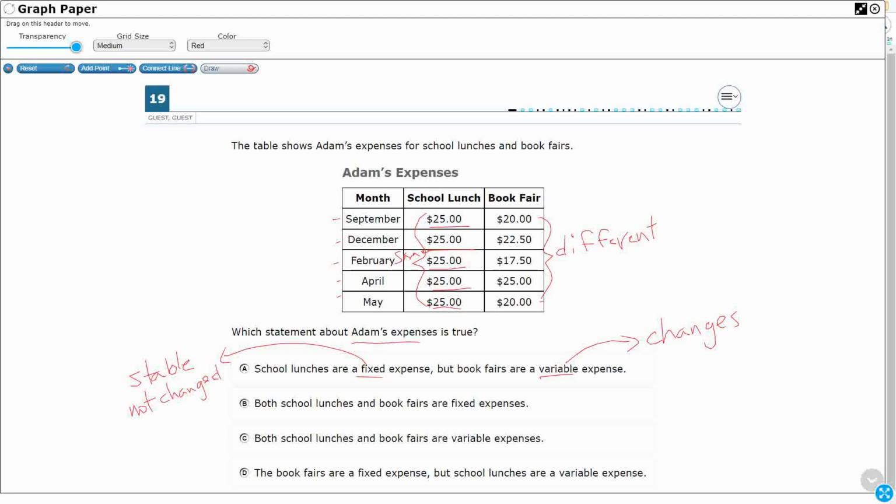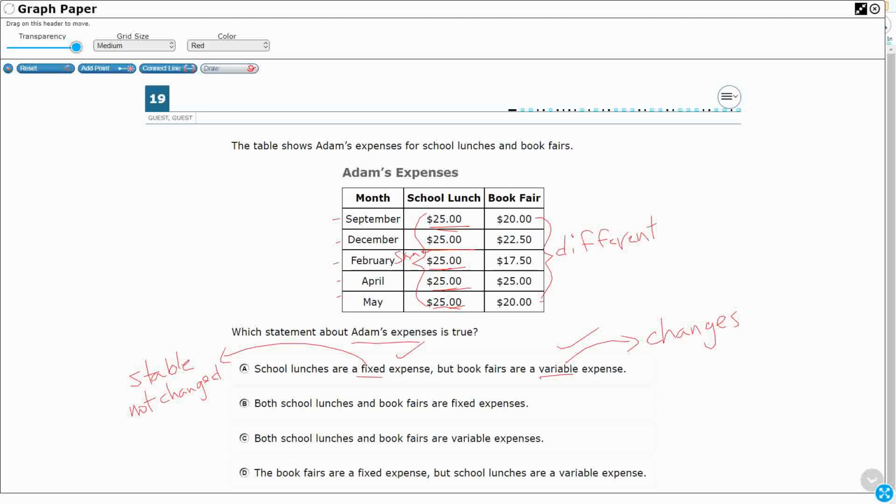And so let's take a look. School lunches are fixed. They don't change. Well, 25, 25, 25, 25, 25. Yeah, looks like it does kind of stay the same. Book fairs are variable. They change. 20, 2250, 1750, 25. Yeah. So A looks like it's a pretty good statement there. So let's check B, C, and D to make sure that we didn't jump the gun here.